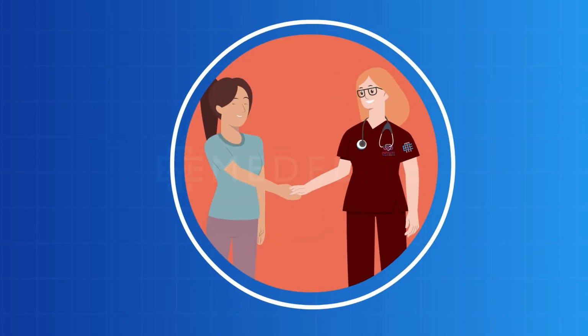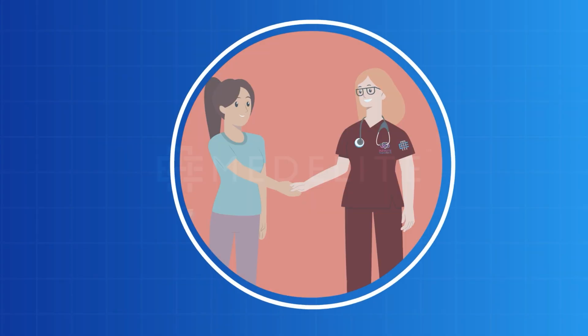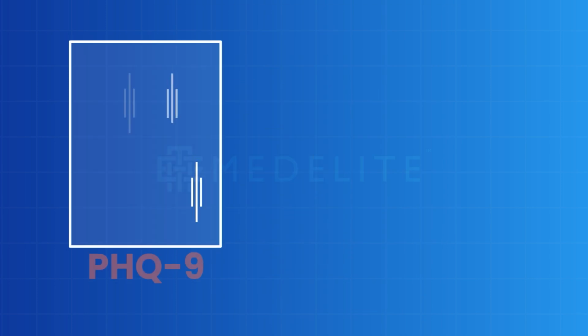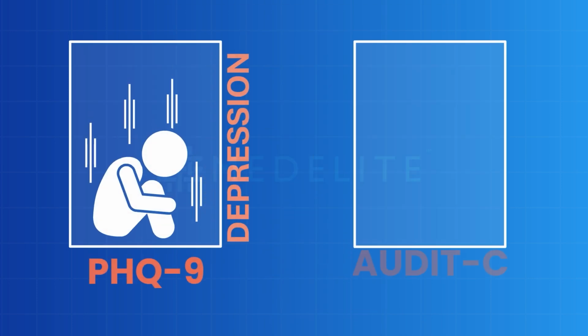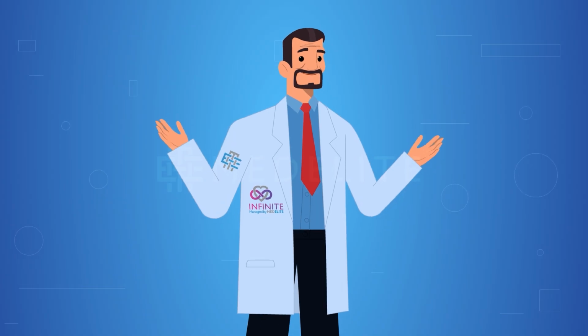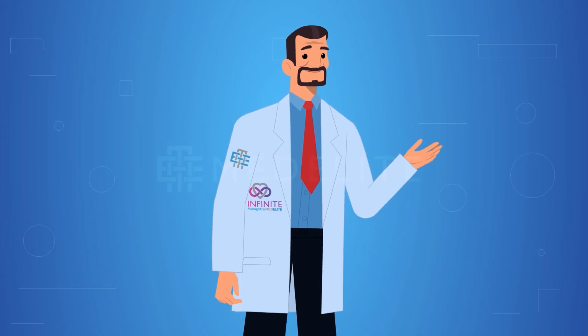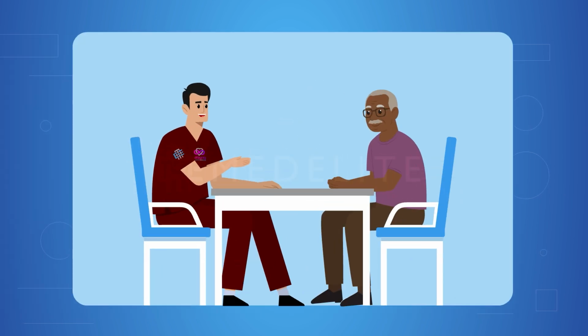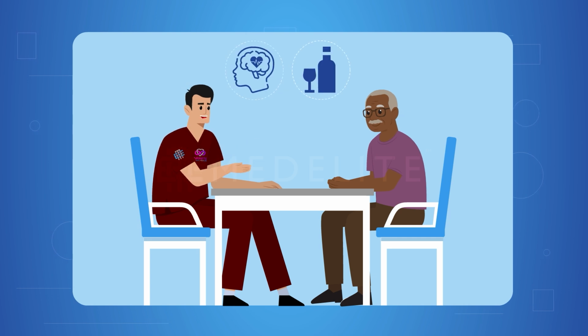These conversations require trust. Always ensure a private setting. For tools, use the PHQ-9 for depression and the AUDIT-C for alcohol. When asking for consent, normalize the process. Try saying, "To provide the best holistic care, I ask all my patients these questions annually. Would it be okay to ask a few questions about your mood and alcohol use?"